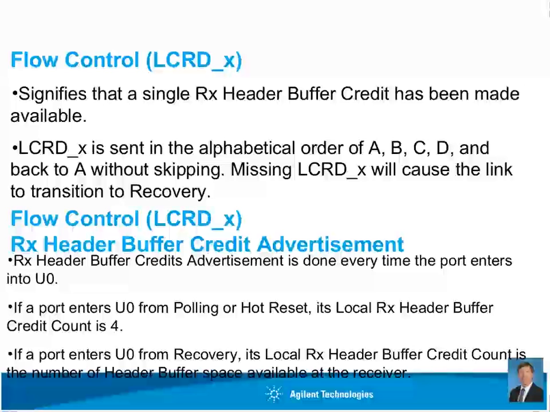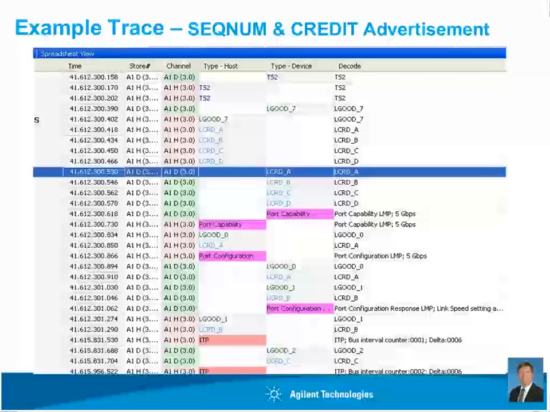There's also important aspects of being able to look at the flow control. That's moving up the protocol stack to look at how I recognize buffer credits. That's handled more by the firmware within the device.